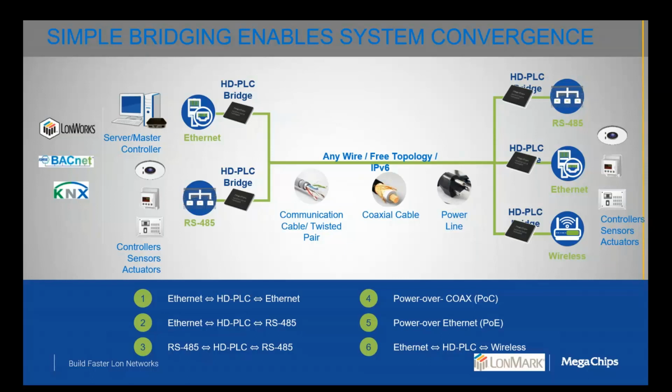The other advantage is the ability to bridge between various communication technologies or use it as an extender. In addition to enabling various bridging functions, you can also do power over Ethernet or power over coax. What it means is cutting one of the major expenses in any project, and that's not having to pull new wiring.